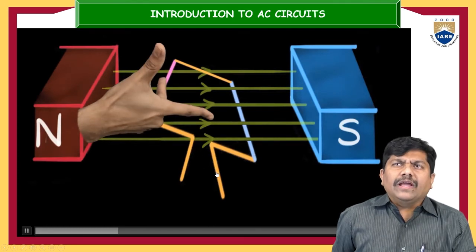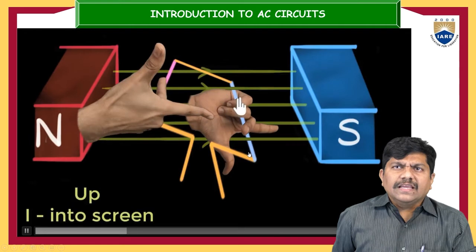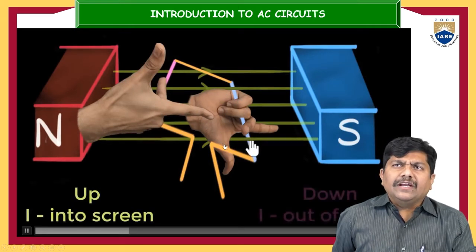So in the pink conductor, we can see some current going into the board, and with respect to the blue conductor, on the other side of this coil, the current is coming towards us, out of the board. So in one single conductor, the current direction can be identified with the help of Fleming's right hand rule.